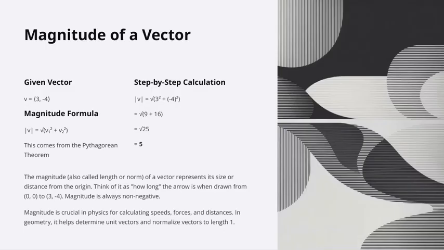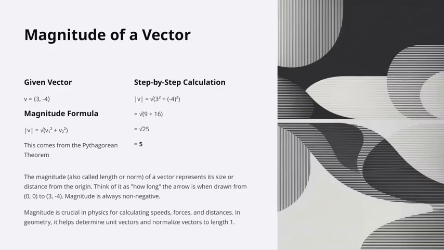Let's look at the magnitude of a vector. Suppose we have this vector v, which is (3, -4). The magnitude or length of this vector tells us how long it is from the origin to the point (3, -4). The formula for the magnitude is the magnitude of v equals the square root of the sum of the squares of its components. In symbols, that's the square root of v_1 squared plus v_2 squared. This comes directly from the Pythagorean theorem, which is a fundamental relation in geometry that relates the lengths of the sides of a right triangle.